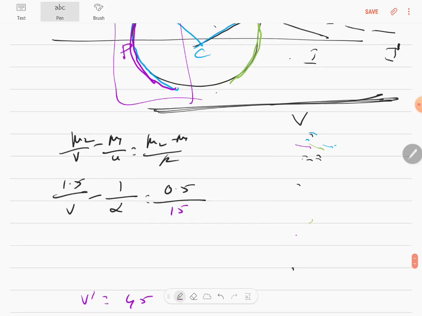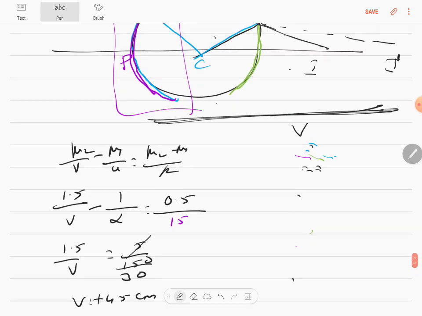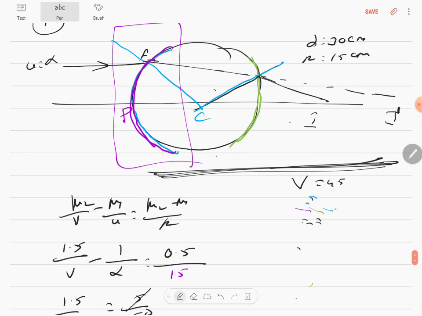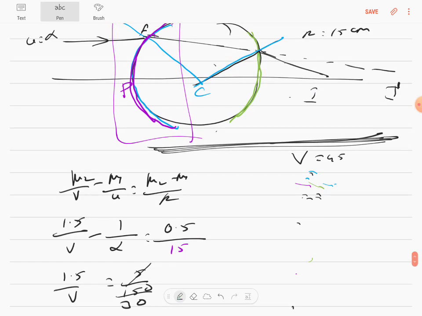Correct? So let's cancel this. 1.5 by v minus 0 is equal to 5 by 150. 5 3s are 15. So v therefore is 45 centimeter. Plus 45 centimeter shows that this v is 45 centimeter. Correct? Now, you know that is 45, which is going to serve as an object for the second spherical surface.